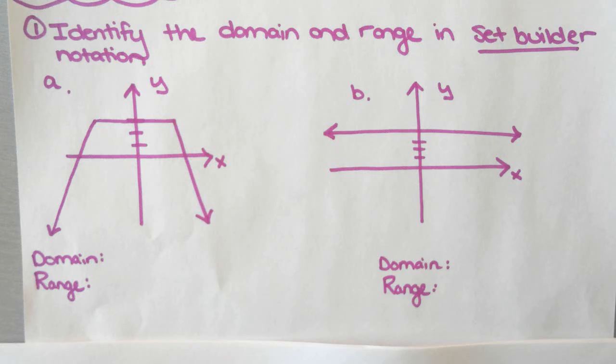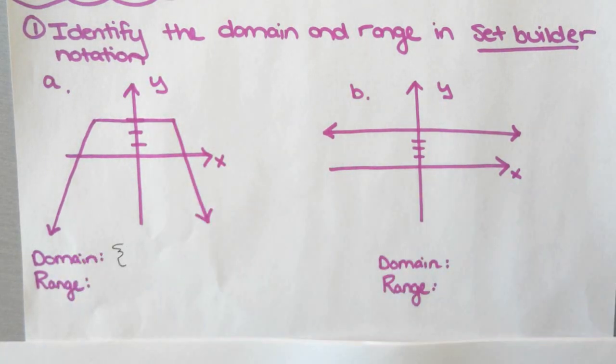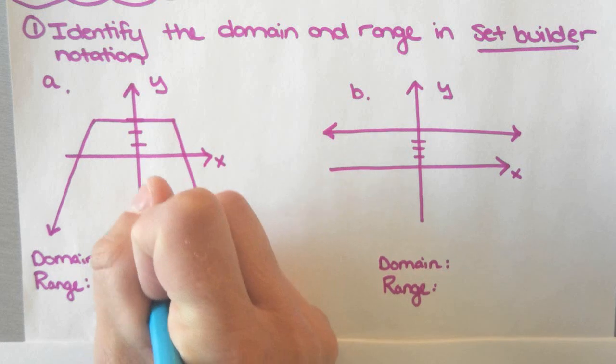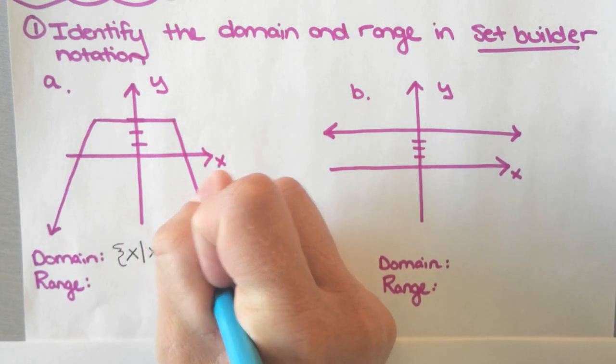Who would like to share their answer with me for the domain and for the range? Or just the domain. We can do just the domain. Jillian, I'm going to pick on you because I know yours was correct. What's my domain? X such that X exists in all real numbers. Yes. X such that X exists in the set of real numbers.